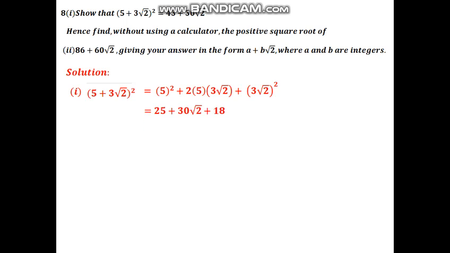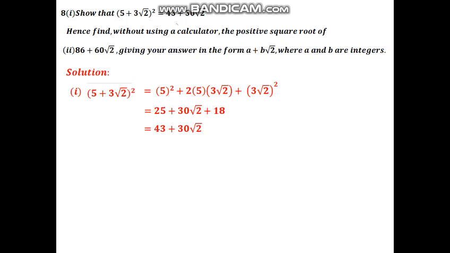So next, we further simplify. 5 square, we get 25, and then the second term, 5 times 2 is 10, times 3, 30 square root 2, and the last term, (square root 2) square is 2, 3 square is 9, so 9 times 2, we get 18. And next we need to add up the like terms. 25 plus 18 is 43, and then just copy down 30 square root 2. Okay, this is what they actually want us to prove.